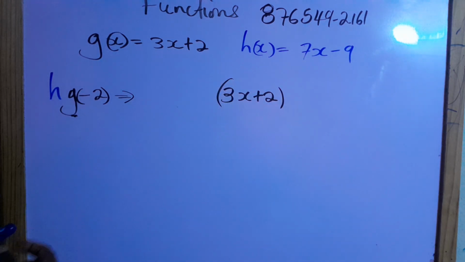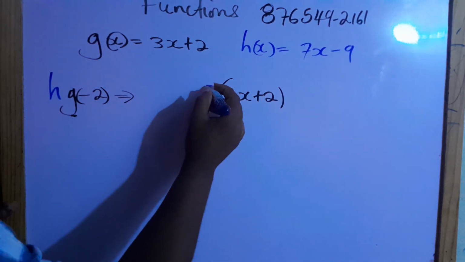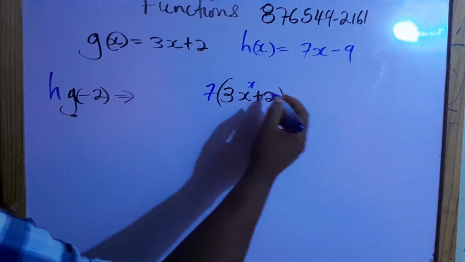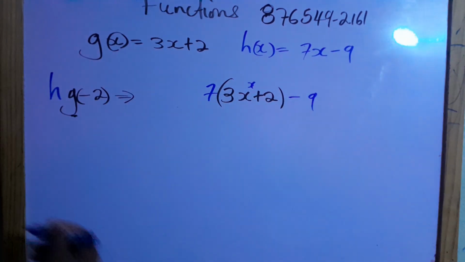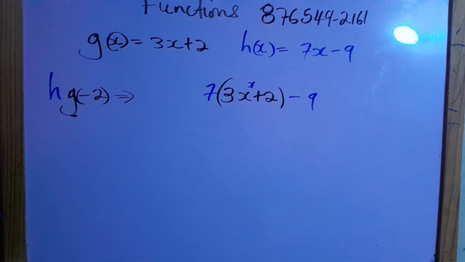In h, rather. So h says 7x. So this is our x, 7x minus 9. Tell me, say you guys understand. Leave that in the comment section if you fully get it.